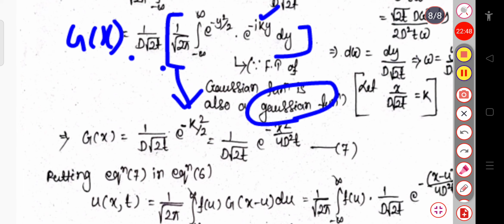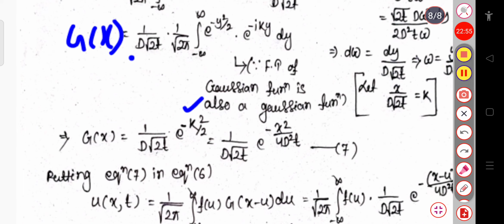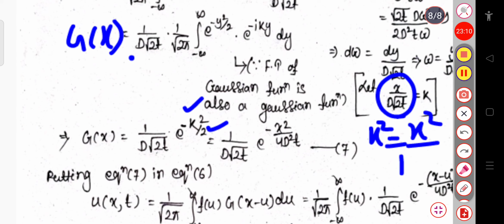Now this g of x will be equal to this much. In place of this k, if I put x divided by d root over 2t, then k square equal to x square divided by d square into 2t, because the square of root over 2t is 2t. Now k square by 2, so if I multiply again by 2, this will be 4d square t. So that will be exponential minus x square divided by 4d square t.